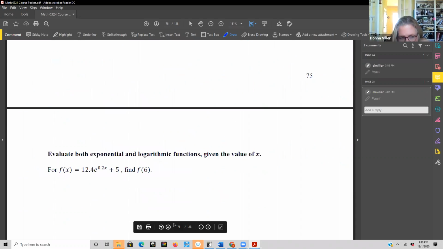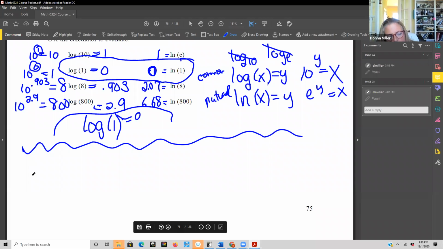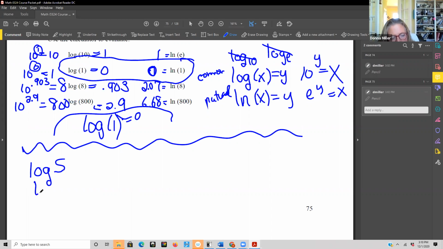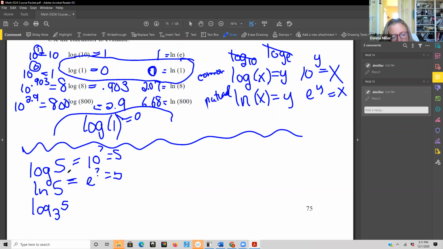All right, before I get into this, there are other bases of logs. We're going to do some practice, but I want you to know that there's more than just this. I can do the log base 10 of 5, which would be like that. I can do the ln of 5. I can also do any base. So if I do log base 3 of 5, what I'm saying when I evaluate this is 10 to what power equals 5. Here it's base E, so it's E to what power equals 5. And here it'd be 3 to what power equals 5. Whatever the base is, that's the base of the exponent.